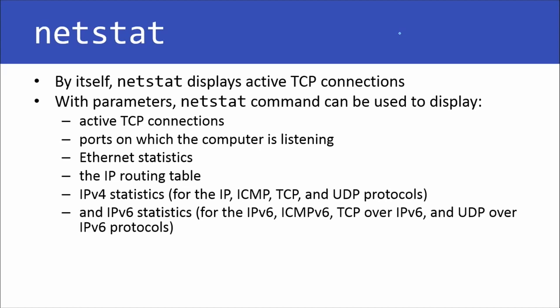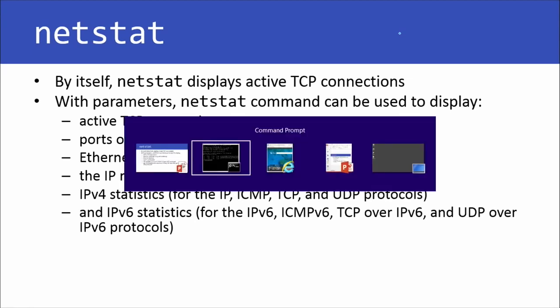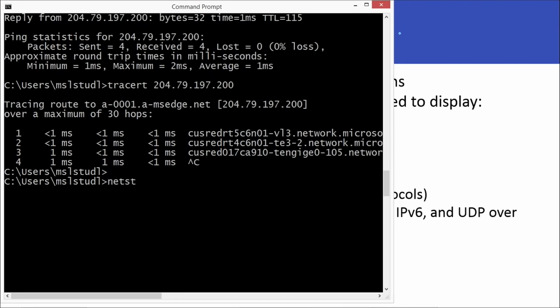With some specific parameters, so different characters that are added on to the end of netstat, or rather additional characters that are provided after a space after netstat. This command can be used to display not just the active TCP connections, but ports on which a computer is listening, Ethernet stats, the IP routing table, IPv4 statistics, and then also IPv6 statistics as well. So let's see that in action really quickly here. Netstat.